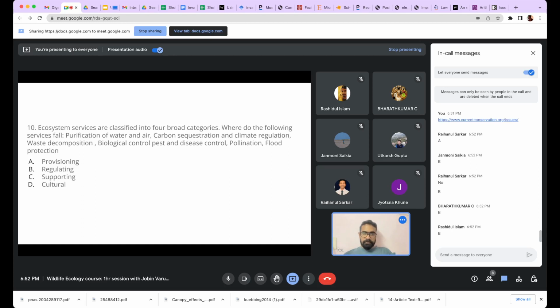So purification of water and air, carbon sequestration, climate regulation, waste decomposition, they're all part of the regulating category. They're all basically regulating the earth system, and these are ecosystem services that regulate the constant flow. Okay. The answer is right, B is the answer.